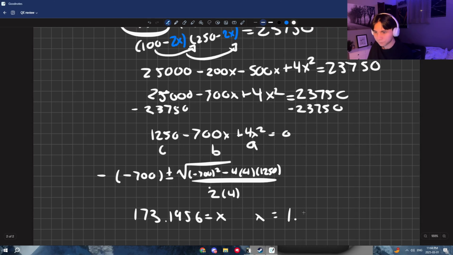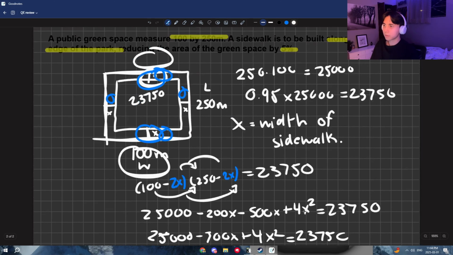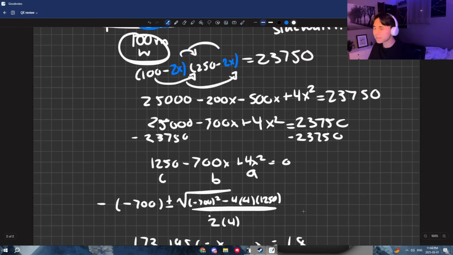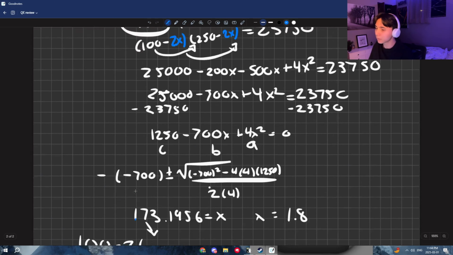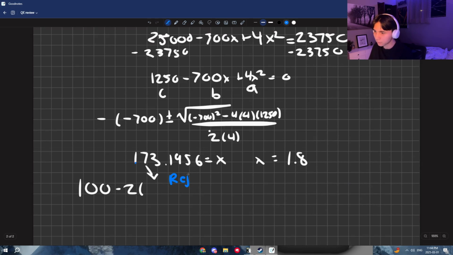1.8. So there are two solutions to this equation, but since we're subtracting, we have 100 minus 2x. If we're putting in 173, that would give us a number that is negative because we're subtracting 2 times whatever this number is. So it would give us a negative output. And it's just such a big number that it exceeds the dimensions of this square. So this is going to be a reject solution.